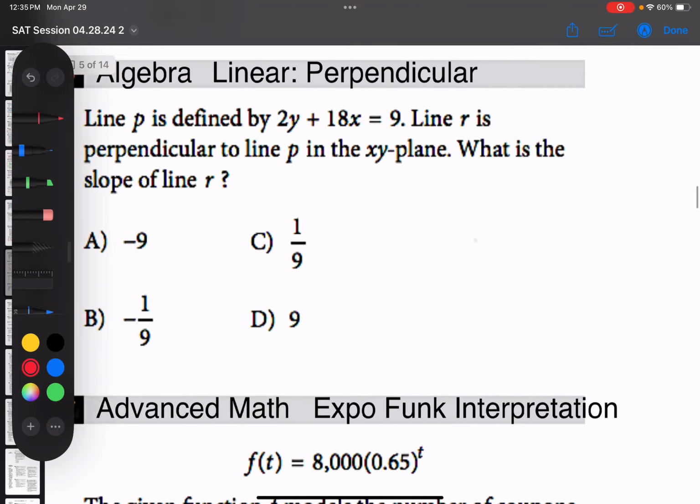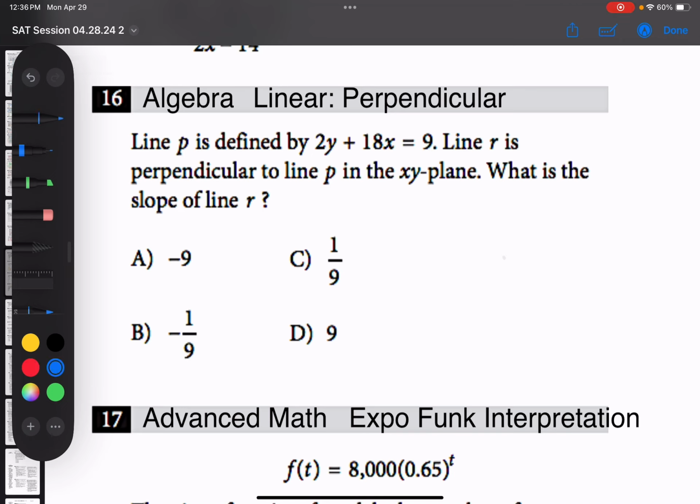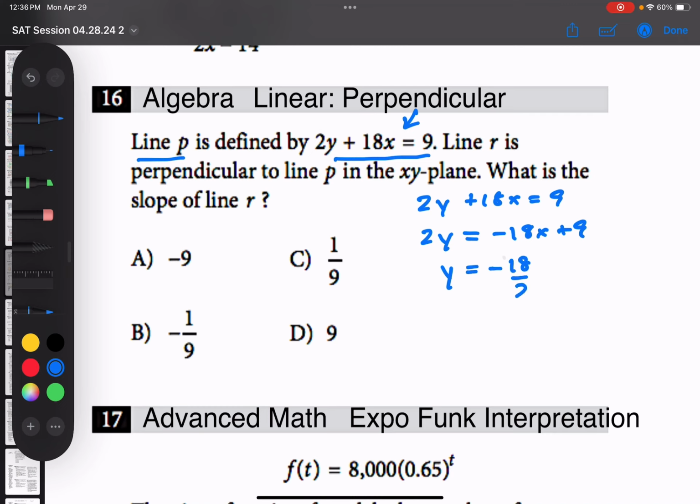All right, let's go to the next question, number 16. Line P is defined by this formula, but they said it's a line. Is this in slope-intercept form? That's the first thing I'm going to do: set that to slope-intercept form. So 2y plus 18x is equal to 9. Now I'm going to solve for y. 2y equals 9, subtract 18x from both sides, and then I'm going to take my 2 and divide all the way across. That's going to be negative 18 over 2 x plus 9 over 2. Now I can reduce that negative 18 over 2. So y is equal to negative 9x plus 9 over 2.